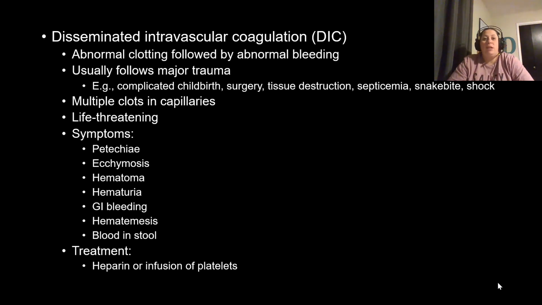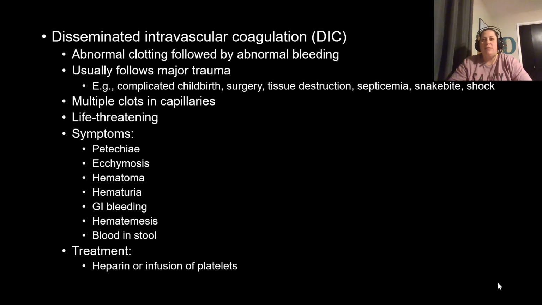DIC is a complication of certain types of childbirth where hemorrhaging happens, certain surgeries, tissue destruction, septicemia, snake bites, and even when a patient goes into shock. A lot of times a crushing injury or when there's multiple injuries can also lead to this. This causes multiple clots in the capillaries, and this is a life-threatening disorder.